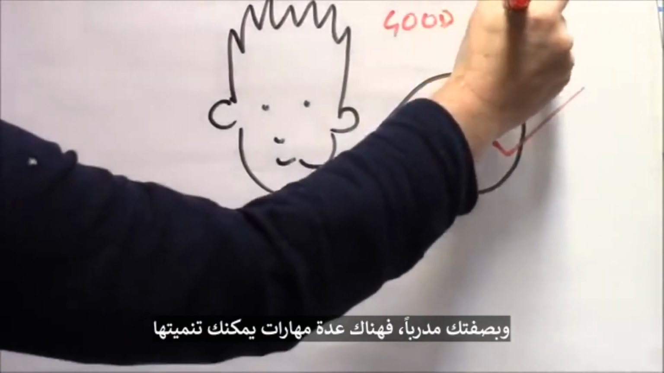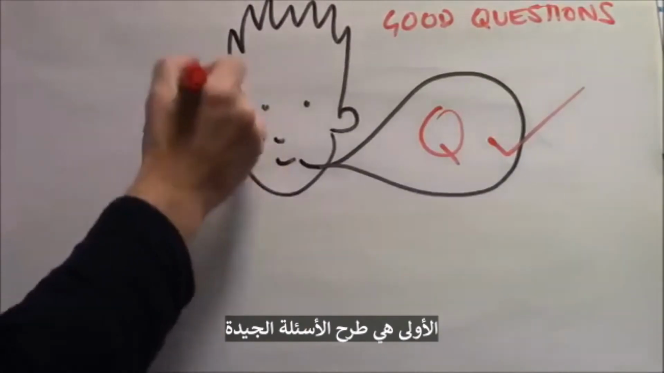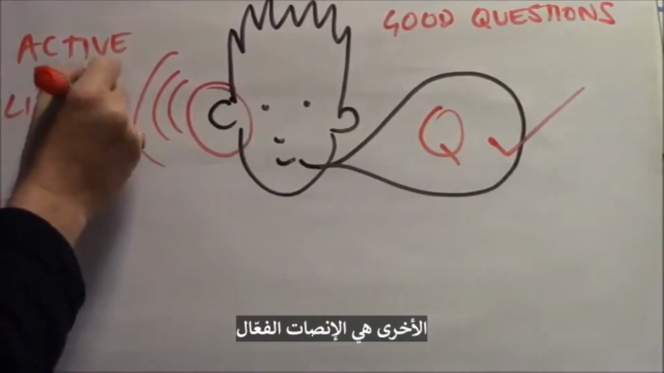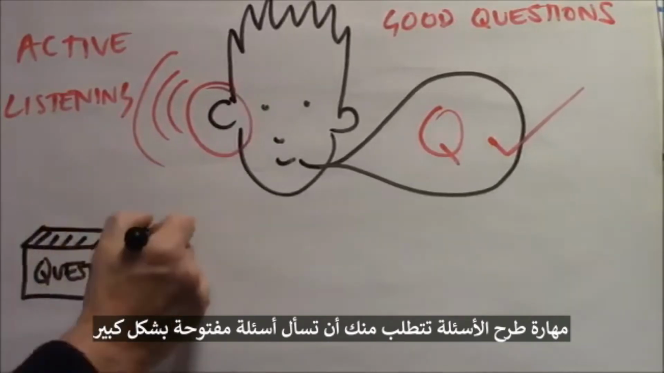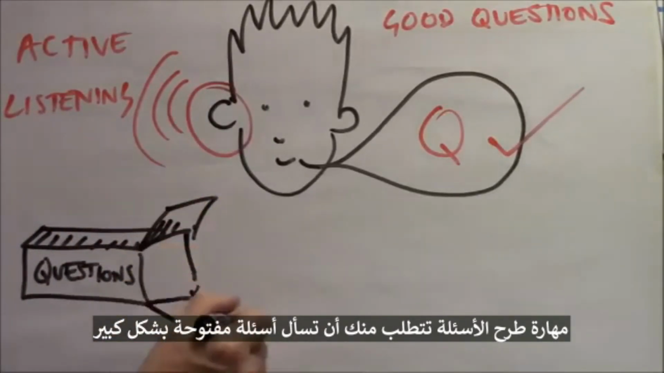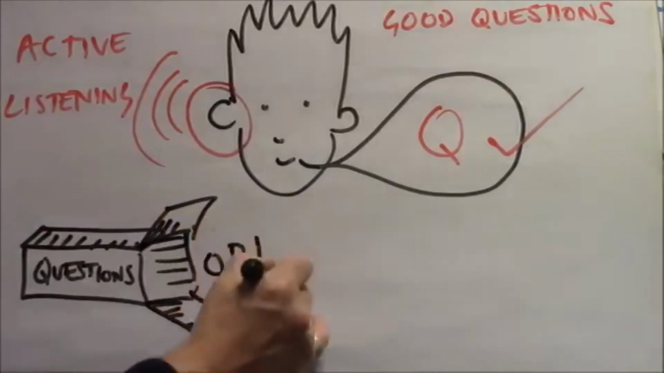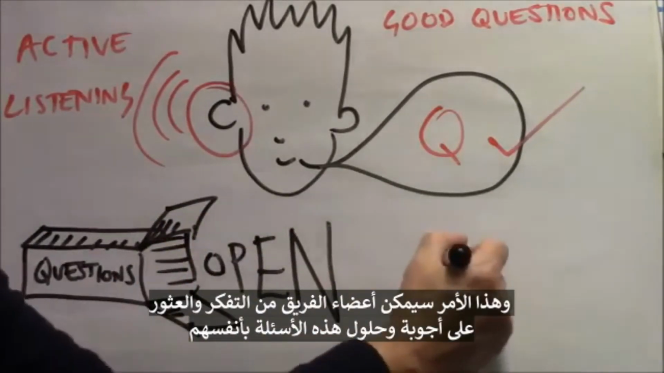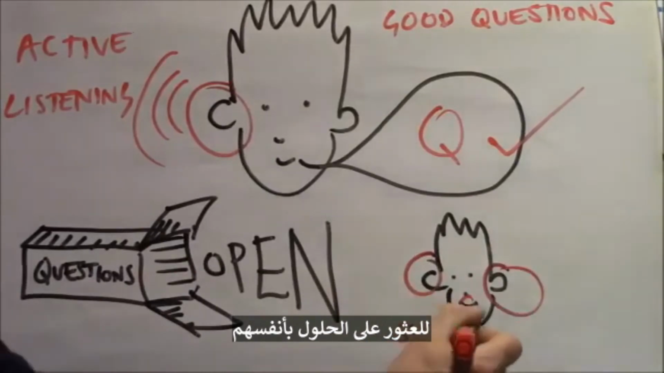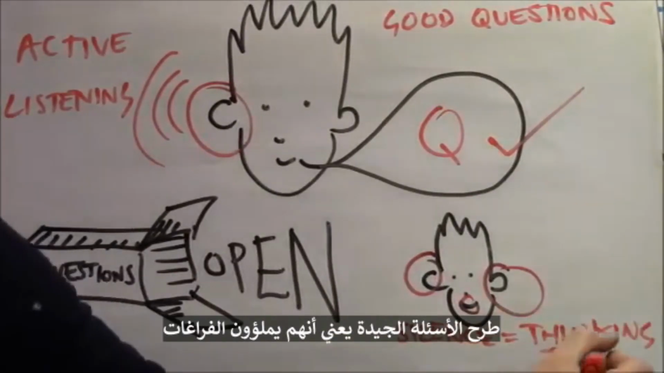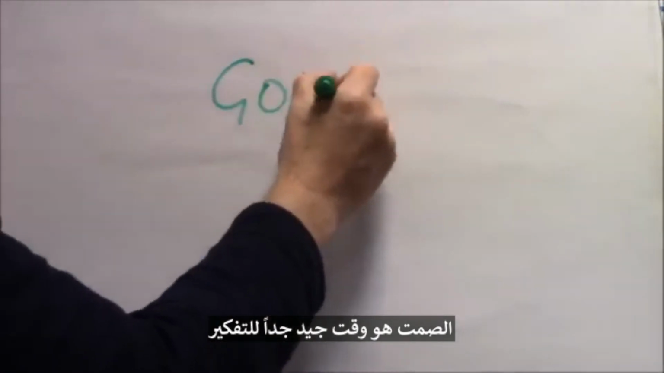Now as a coach, there are certain skills that you can bring. One is asking good questions, and the other one is listening actively. Now good questioning is all about making sure that questions are as open as possible. And that way, it's very much about the team member finding the solutions themselves. Asking the right questions means don't fill the gaps. Silence is very good thinking time.